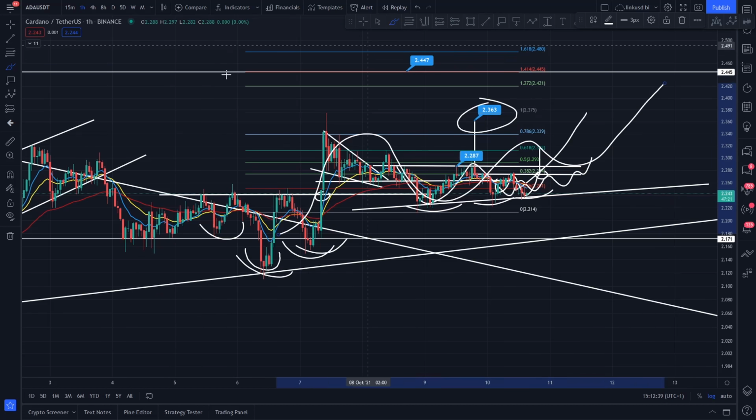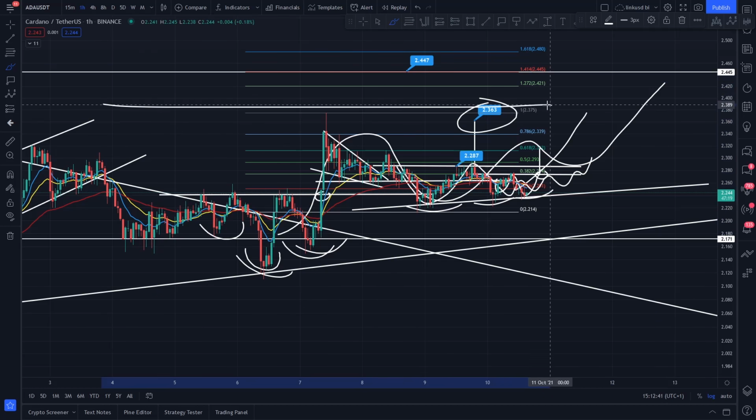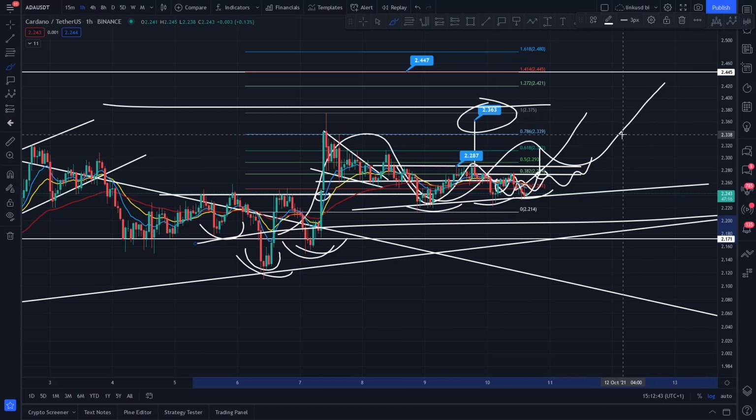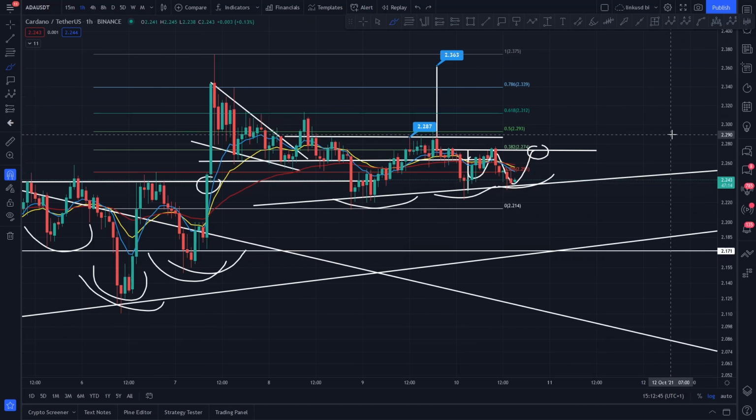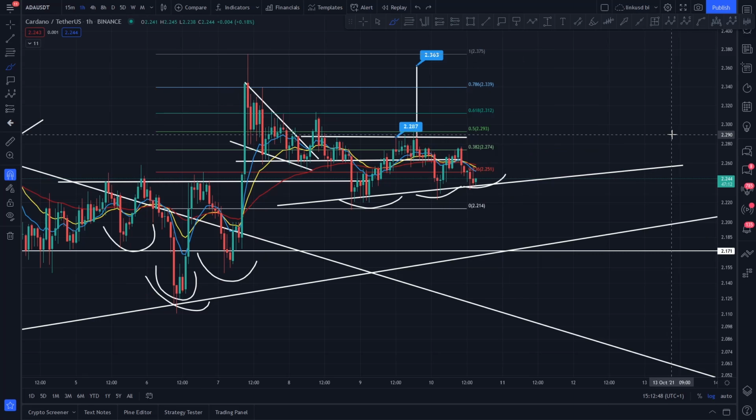And like I said to you, with Cardano, it's a little bit lackluster, a little bit choppy, a little bit sideways. You're caught in a range because of Bitcoin. It's sort of slowed down in its journey to where it's going. So all eyes on Bitcoin, basically.